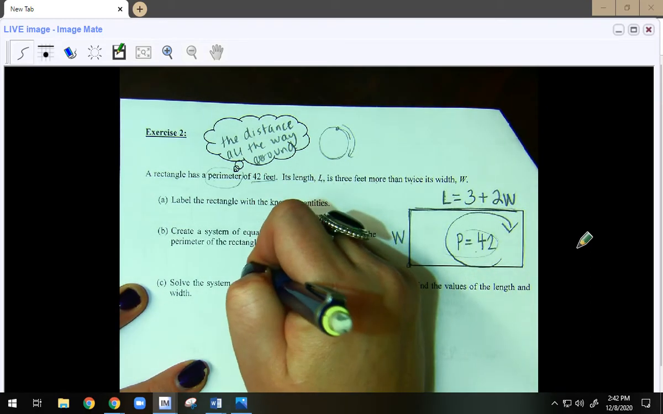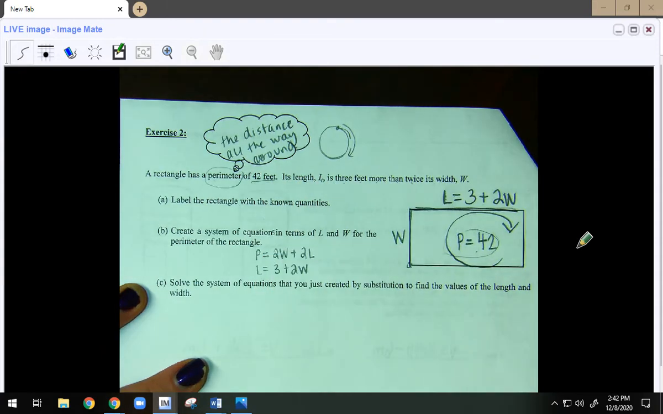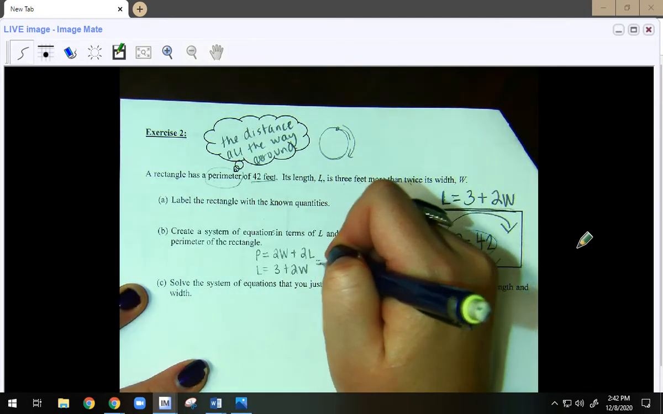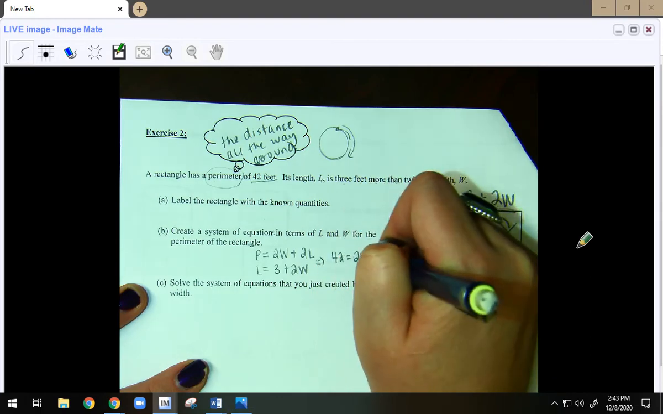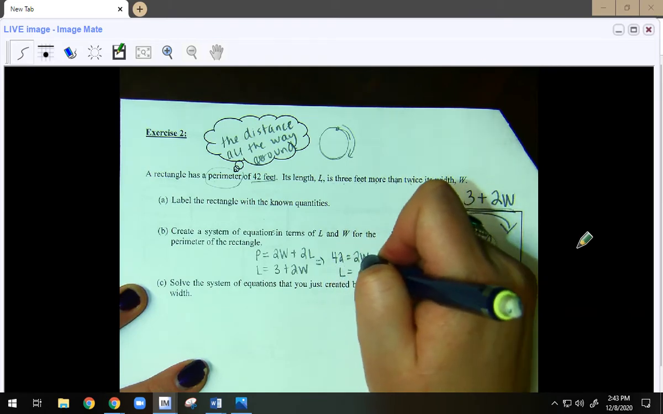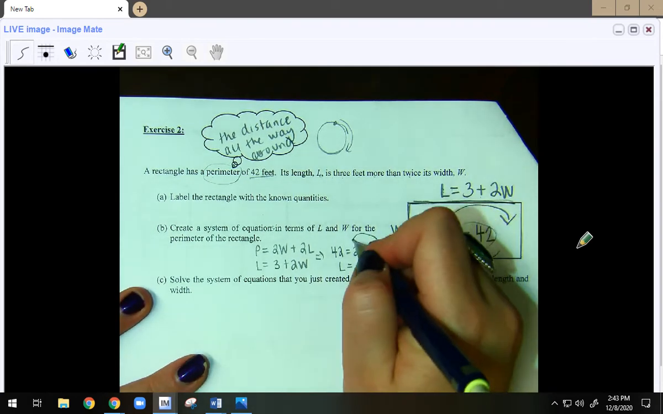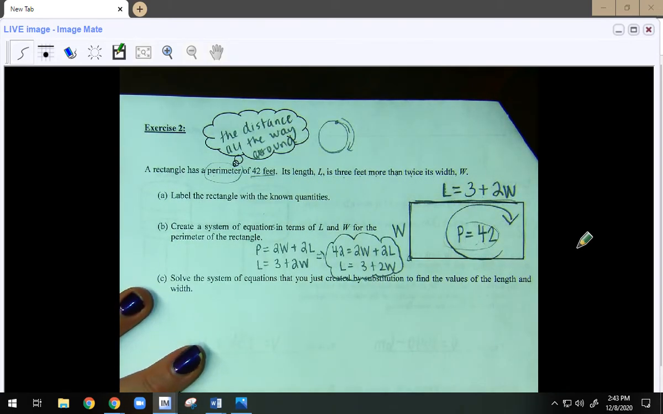Okay, the second equation I have is my length right here. So I have length equals 3 plus 2W. Now the only thing I'm going to do differently is this perimeter, I actually have a number for. So I'm going to have 42 equals 2 width plus 2 length, and I'm also going to have L, the length, is 3 plus 2W. So this right here is my system. These are the equations that I know.